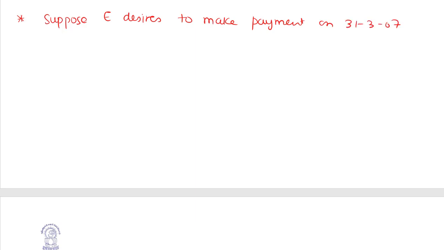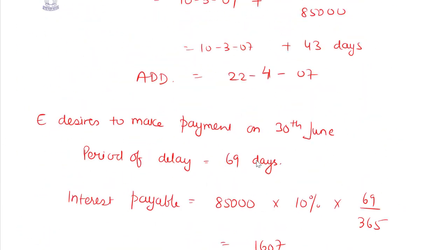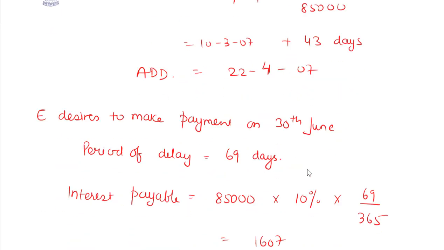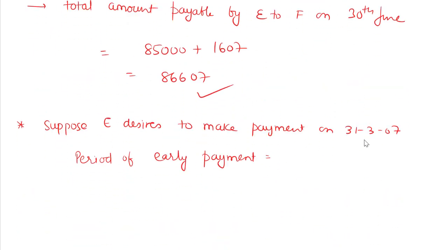Suppose in this question only, E desires to make payment on 31st March 2007, that is early. Period of early payment: average due date is 22nd April 2007, so it is 22 days early.